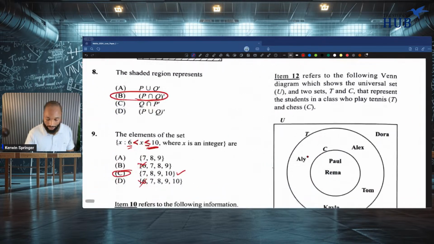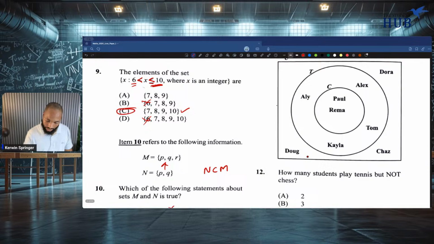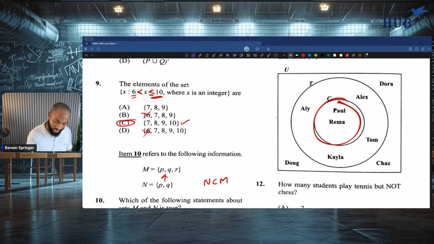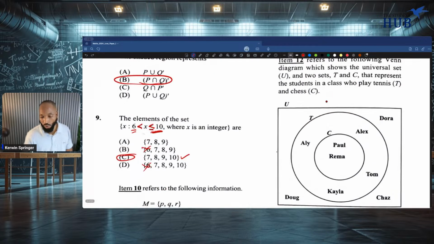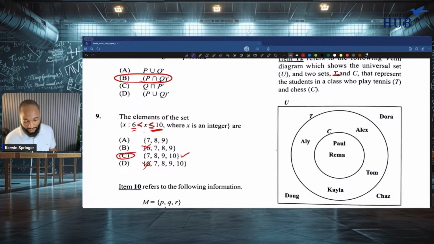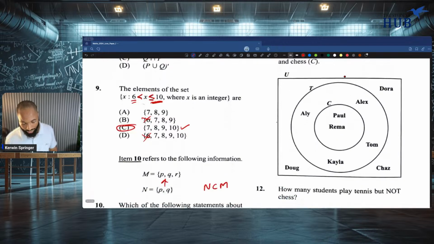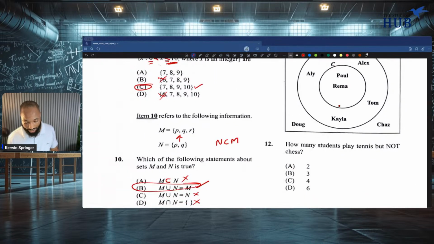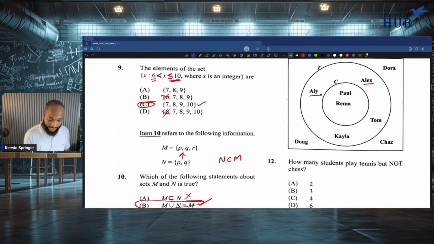How many students play tennis but not chess? So every student who plays chess actually plays tennis. This means it's a subset inside it, totally wholly consumed by the tennis set. So Paul and Rema play tennis and chess. But how many students play tennis but not chess? That's Alex, Ali, Kayla and Tom. That's 4 students. Not Doug, Charles, or Dora. They don't play anything. So the answer is C.